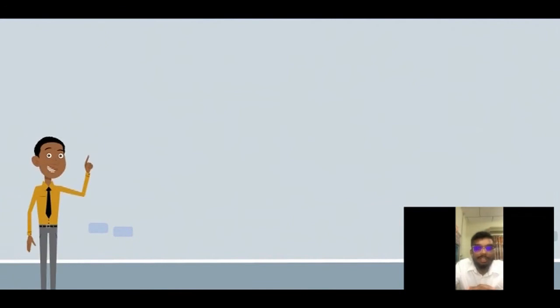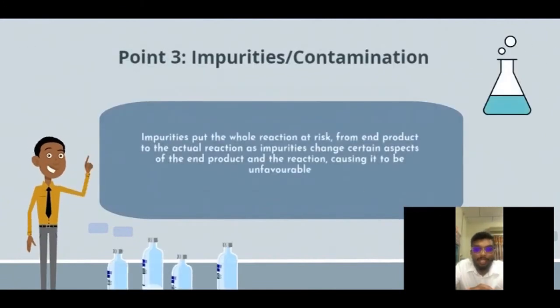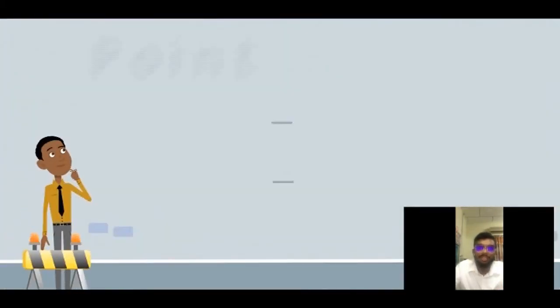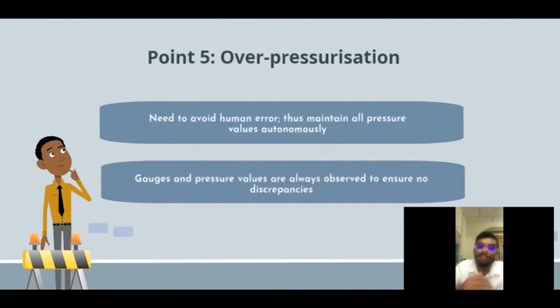The third hazard under consideration is the hazard caused by impurities. This must be avoided by ensuring that the storage of the chemicals is done accordingly, and there is a set of regulations to be followed for the storage of chemicals. Hazard of overheating. There must always be an observant eye on the heat load of the separation unit. The last hazard that we are looking at is the hazard of overpressurization.